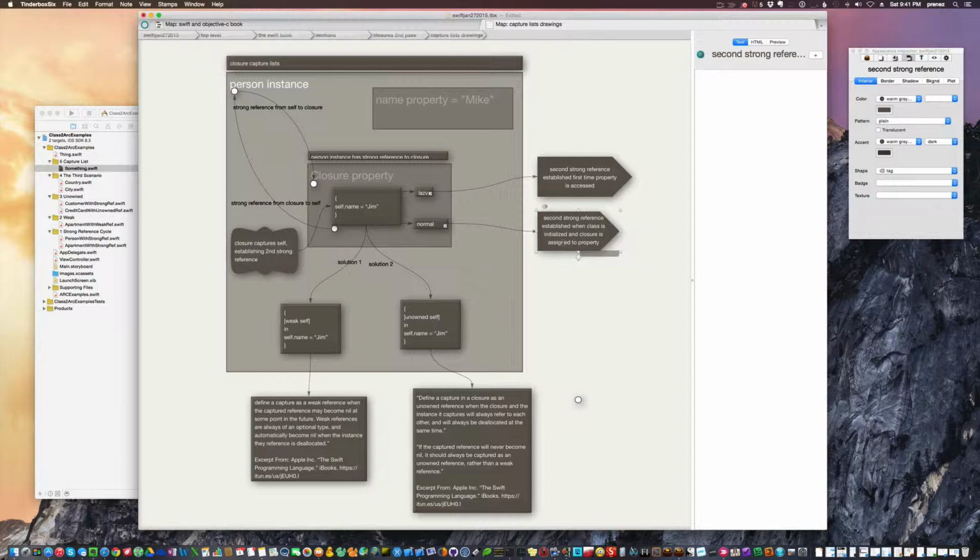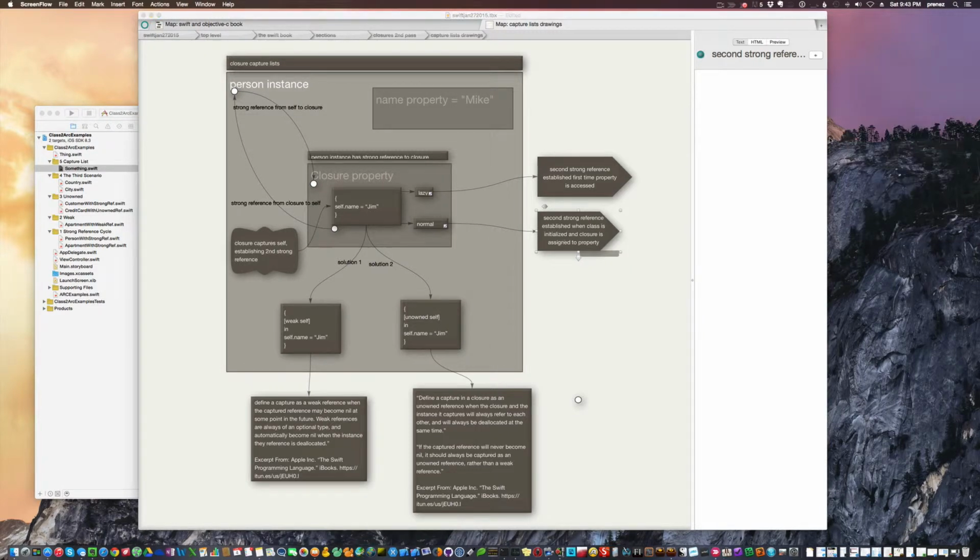So the problem is self is implicitly defined as strong, just as any property that doesn't have a weak or unowned modifier is also a strong property. And so you create something called a capture list to modify the reference to self into being either weak or unowned. And the rules are pretty much the same.